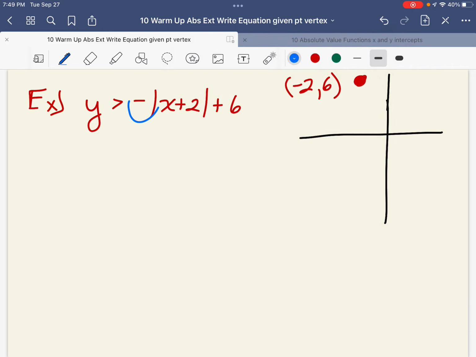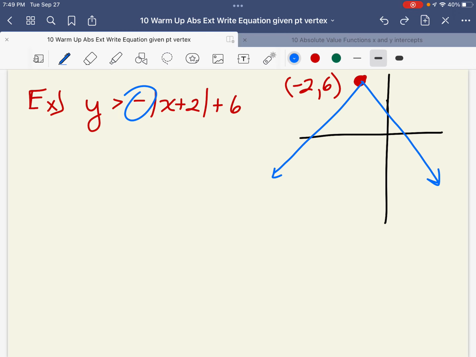Next, we're going to use the slope. The slope is negative 1, which really means that the absolute value graph is going to open downward. And the truth is, I don't need to get real specific with actual points. All I really need to do is just draw a line that goes, or excuse me, a V shape that goes down.